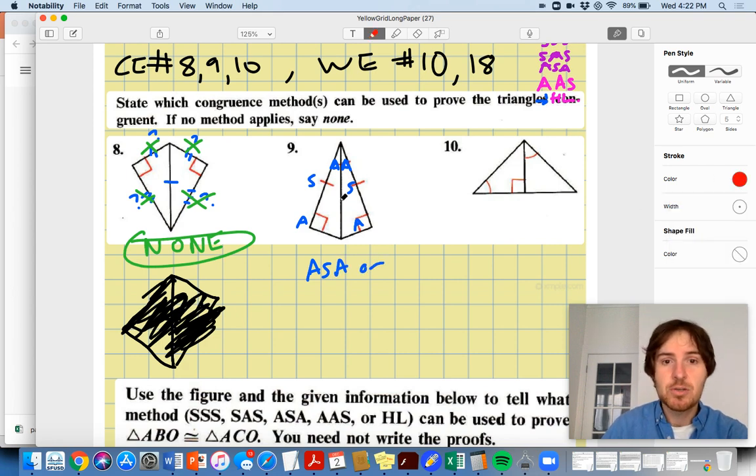This one could be HL too, because check it out here. The hypotenuses are congruent to one another. This one's the same hypotenuse as that one. And we have the legs are also congruent to one another. So this one's also HL.